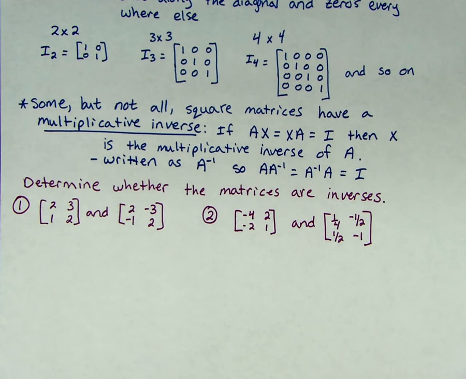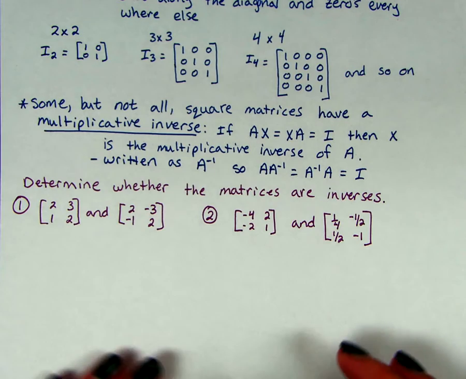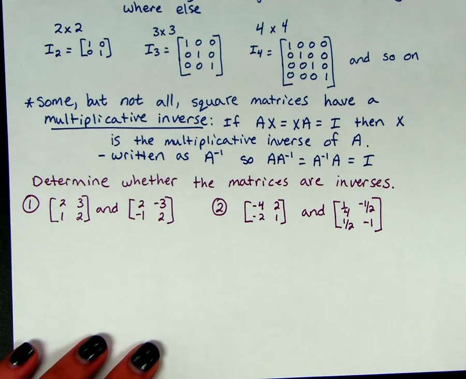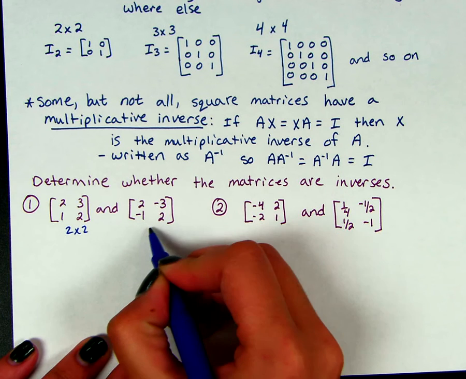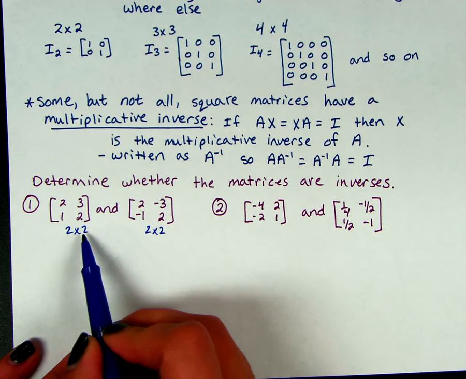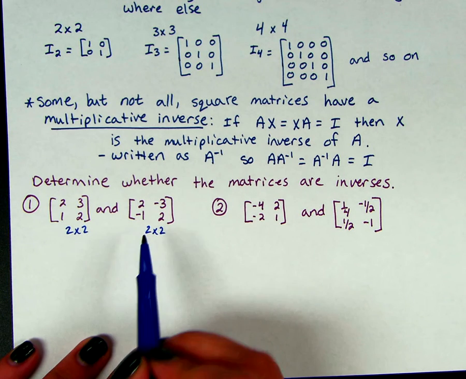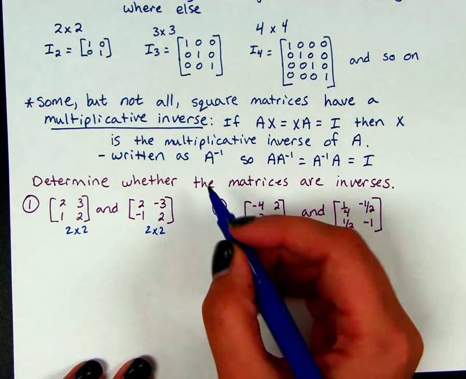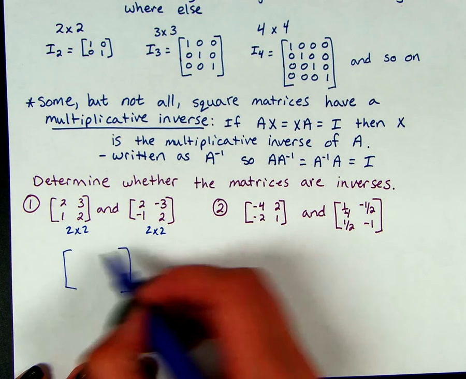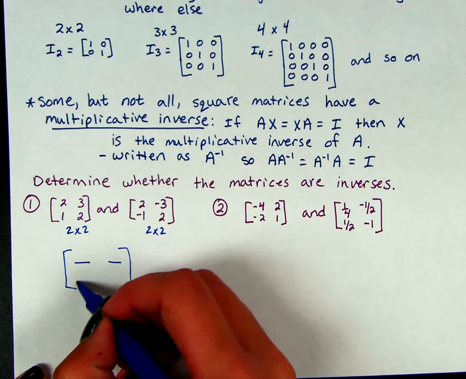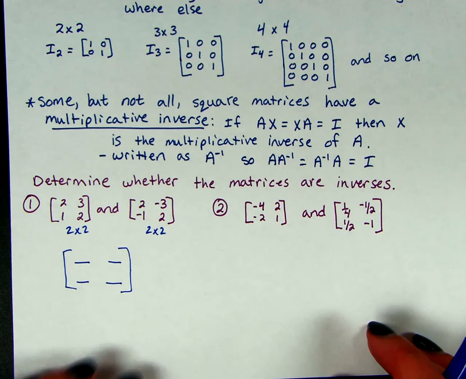If we take a look at problem 1, for multiplying matrices, again, we want to start with the dimensions. Here we have a 2x2 and another 2x2. We're looking for the inside numbers to match, and if they do, then we use the outside numbers for our new dimensions. So we are going to have a 2x2 matrix when we are done.